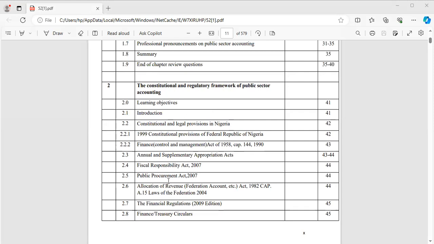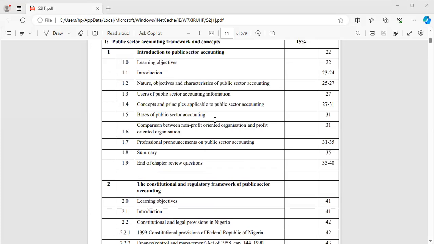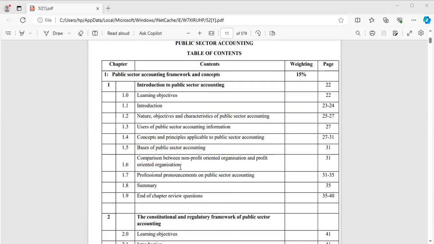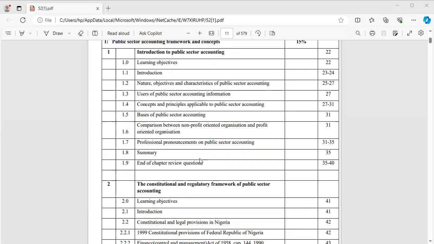But in this chapter 2, we didn't cover all. We did look at the Fiscal Responsibility Act and the Public Procurement Act. Those are part of what we didn't look at in chapter 2 when we were doing the physical class. So what I want to do today is to brush up what we have done here using ICAN Pack, and shed more light on it, okay?